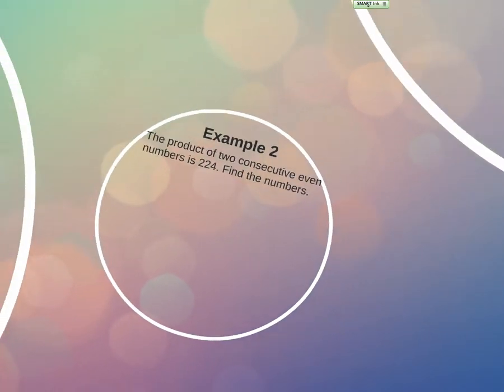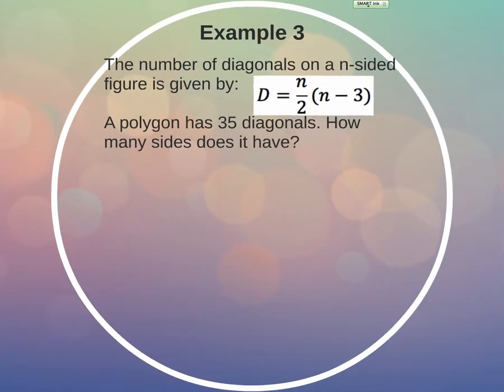All right, so here's a formula you might have seen before. It says the number of diagonals on an n-sided polygon is given by d, for diagonal, equals n divided by 2 times the quantity n minus 3. A polygon has 35 diagonals. How many sides does it have? So remember that a diagonal is a line that connects vertex to vertex, so it goes across that figure. So we can figure out how many sides this has.